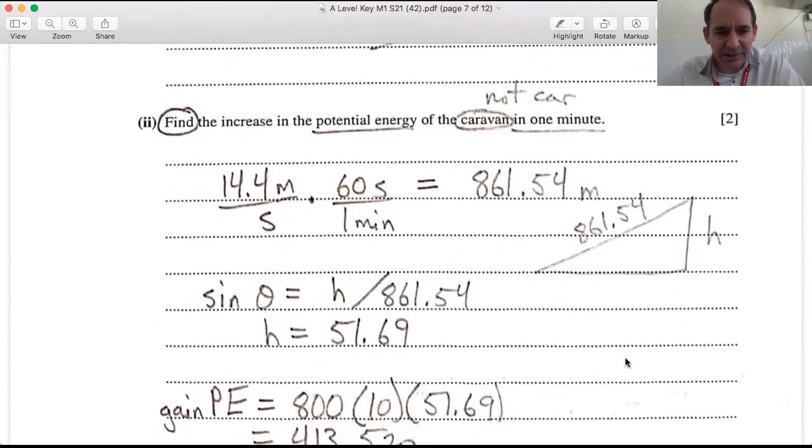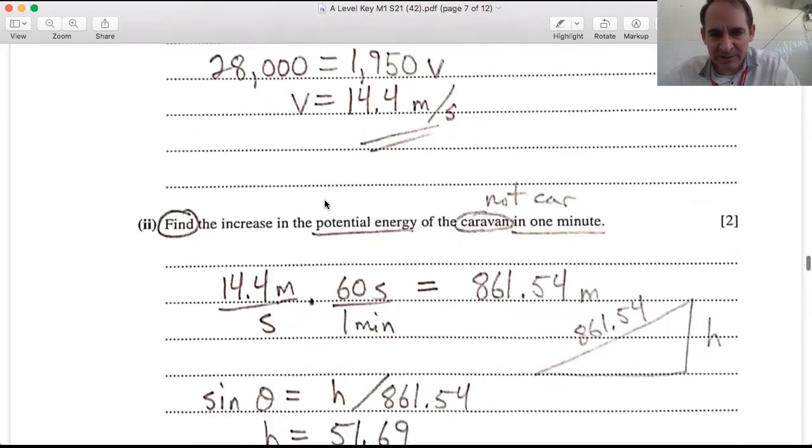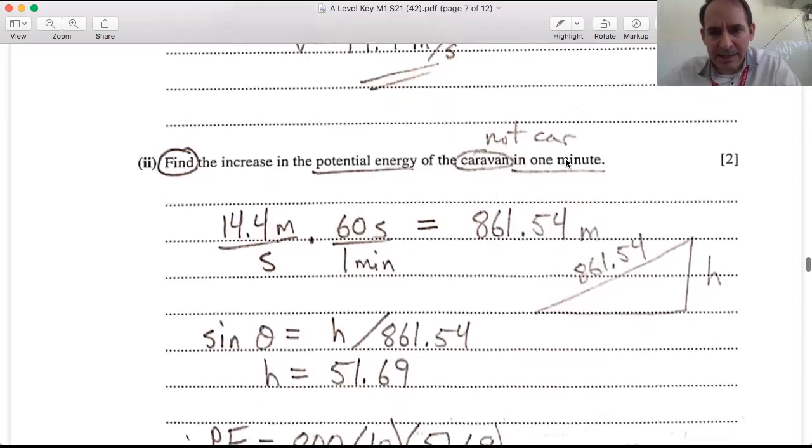Then in the last section here, find the increase in the potential energy of the caravan. It's not the car, just the caravan part, in 1 minute. Well, we got our speed, and both the car and caravan are going the same speed. So 14.4 meters per second for 1 minute, 60 seconds per minute. Seconds cancel out, you now have meters per minute. So in 1 minute, you will travel 861.54 meters going up this slope.